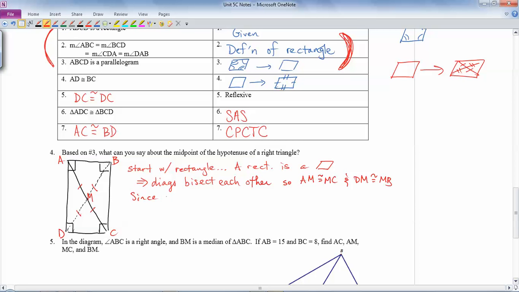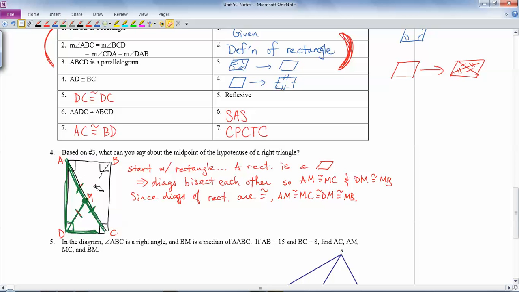Since diagonals of a rectangle are congruent, which we proved in number 3, AM has to be the same as MC, the same as DM, the same as MB. So if we just look at this part, here's a right triangle that's green. Here's the midpoint of the hypotenuse of that triangle. And notice that all 3 of these segments are equal to each other.